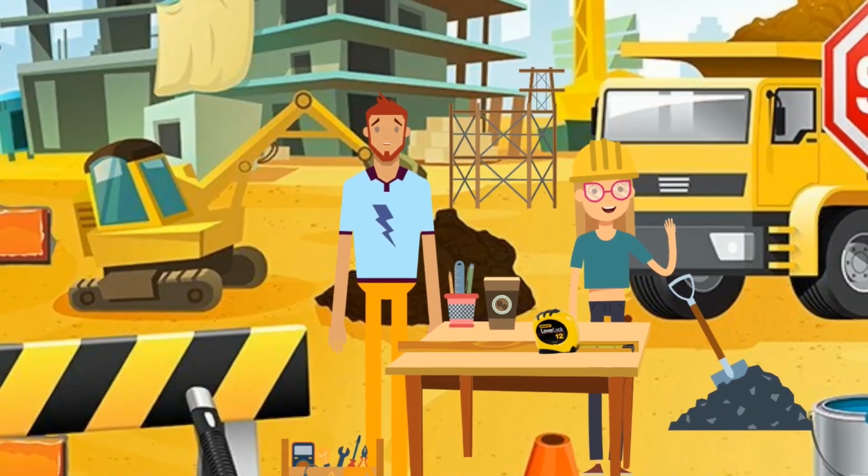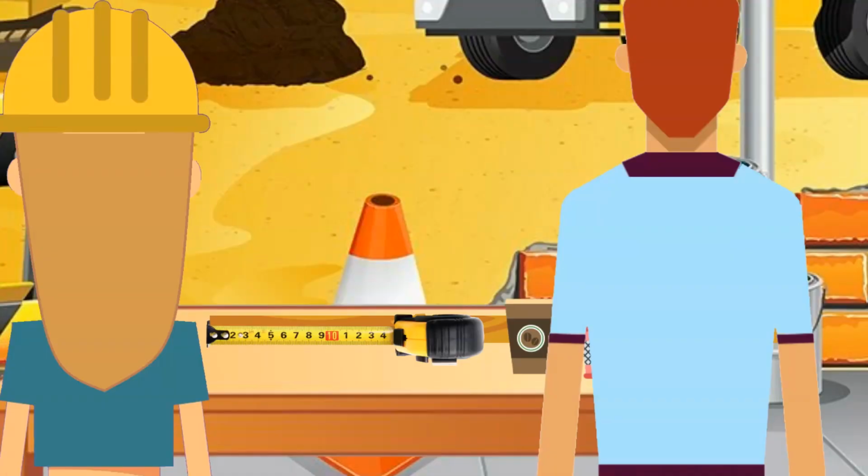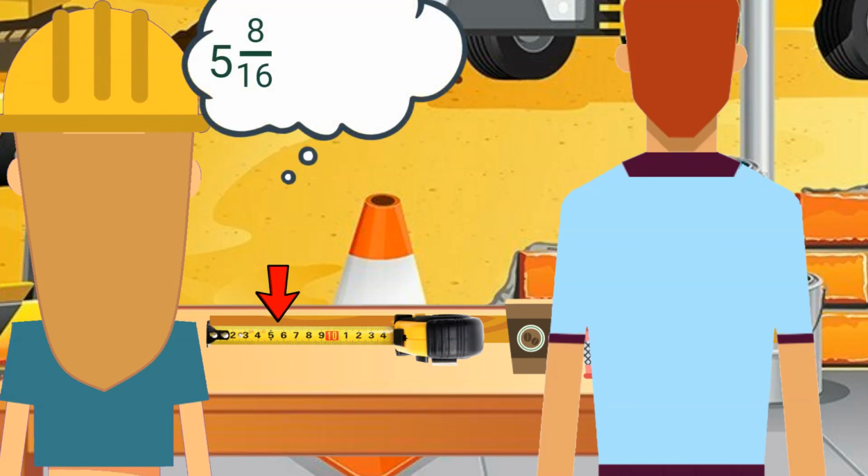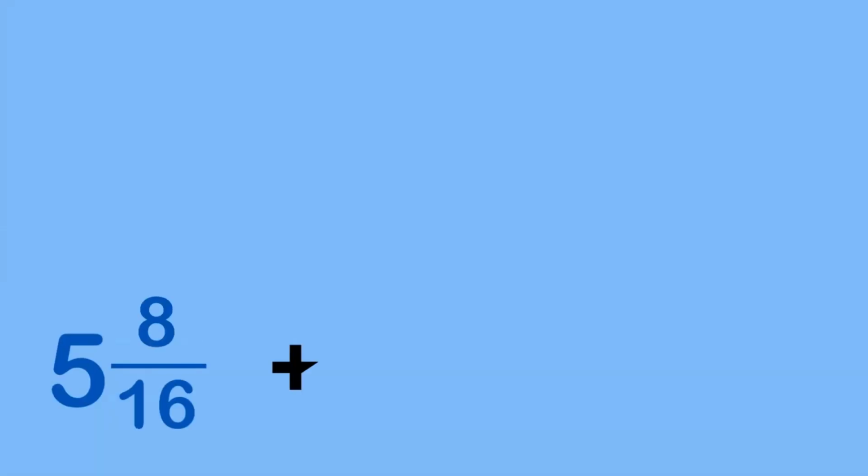This is Jane. She works at a construction site. For her project, she needs to cut a piece of wood to 5 and 8/16 inches. She must add 2/16 of an inch to account for movement. You can see that we have two fractions with a common denominator of 16.